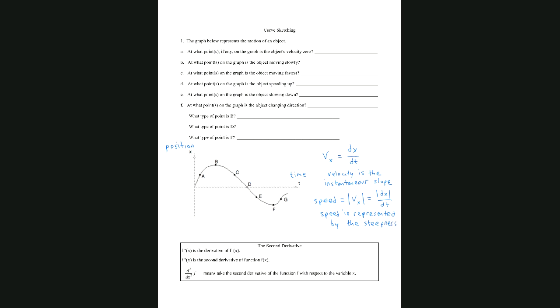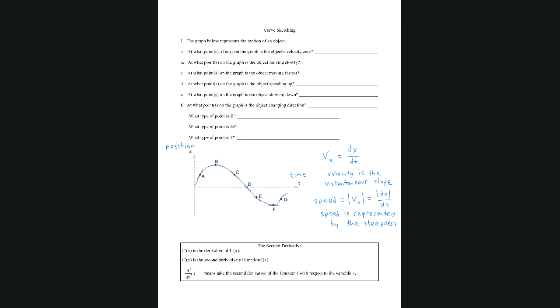All right, first one says, at what points, if any, on the graph is the object's velocity zero? So one of the things we may want to do with a graph like this, because the curvature of it is constantly changing, is we may wish to draw several little tangent lines at all different points of interest here. That'll be a guide for us to tell us about the steepness and also the slope. And what we're looking for here are lines that go in the same general direction as the curve at the points in question.